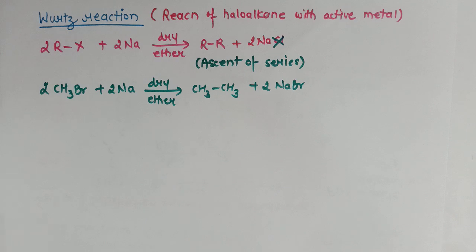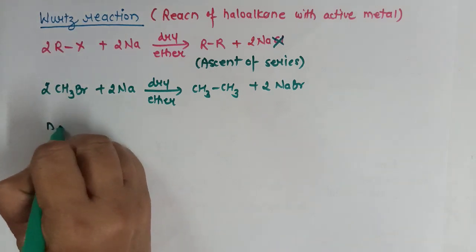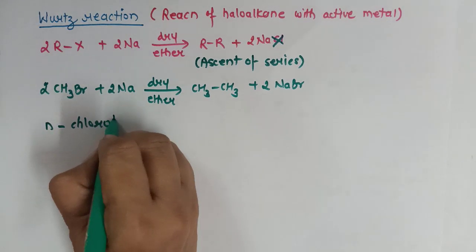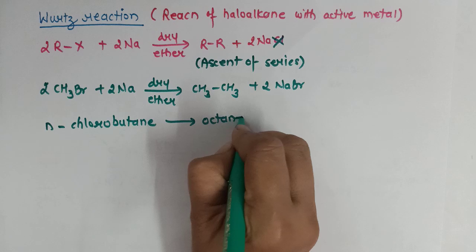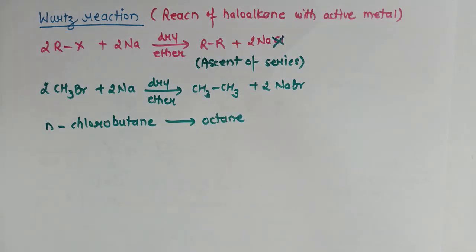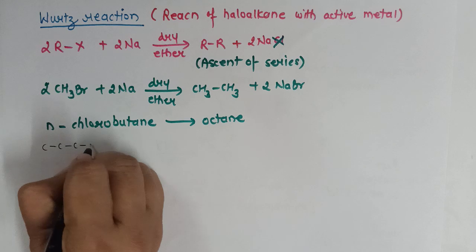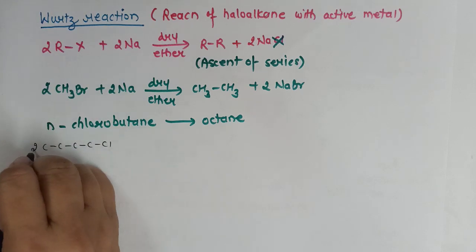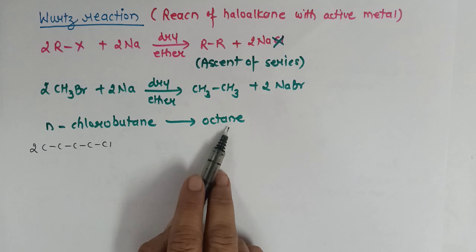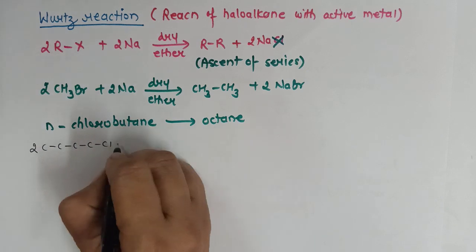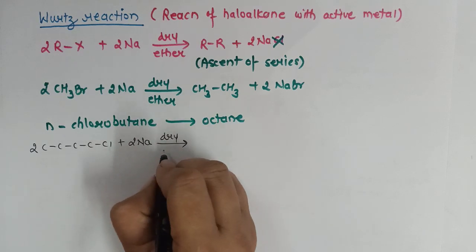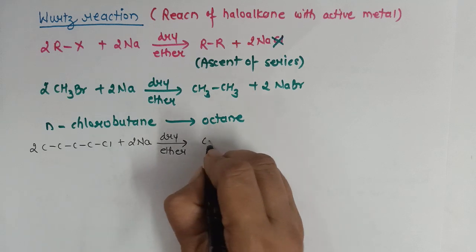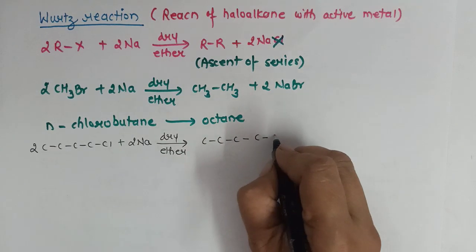Let us try to do one conversion based on this. The conversion is: carry out conversion of n-chlorobutane to octane. So n-chlorobutane, 2 moles of n-chlorobutane, and now I want to just double the number of carbon atoms, and therefore I will prefer Wurtz reaction, and we will get octane.